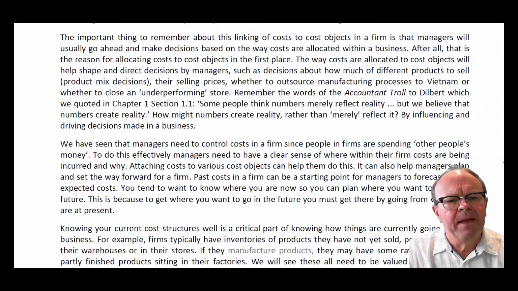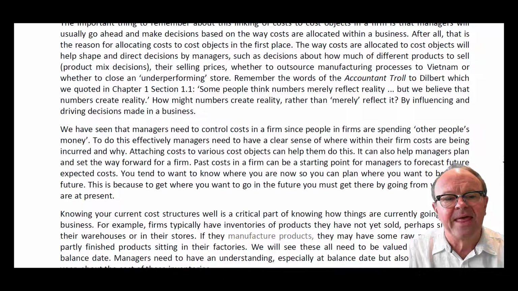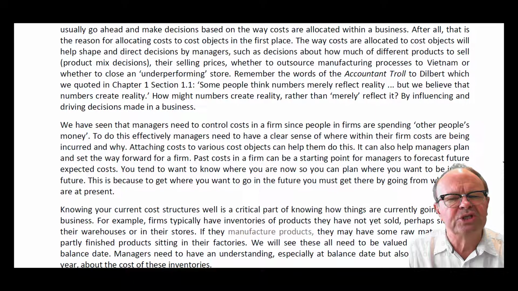The important thing to remember about this linking of costs to cost objects in a firm is that managers will usually go ahead and make decisions based on the way costs are allocated within a business. After all, that is the reason for allocating costs to cost objects in the first place. The way costs are allocated will help shape and direct decisions by managers, such as decisions about how much of different products to sell, product mix decisions, their selling prices, whether to outsource manufacturing processes to Vietnam, or whether to close an underperforming store.